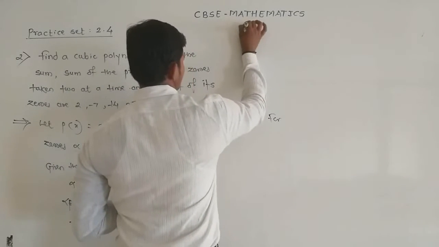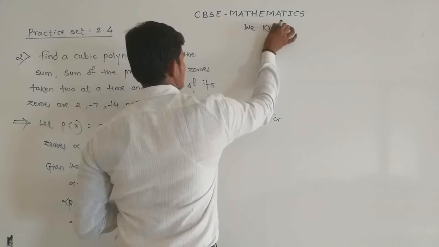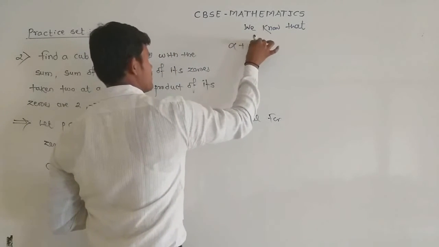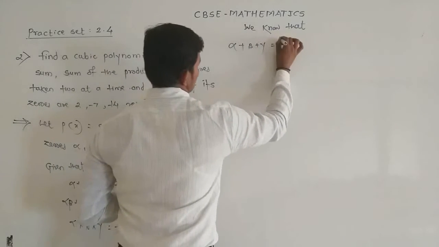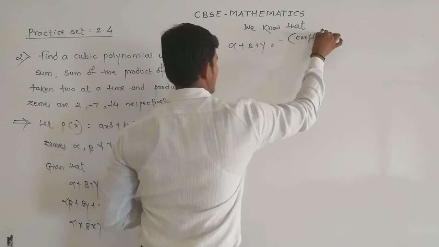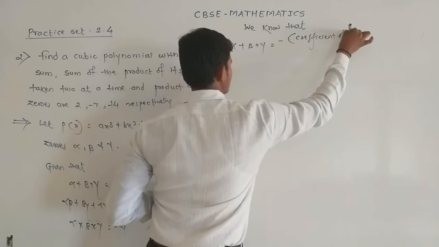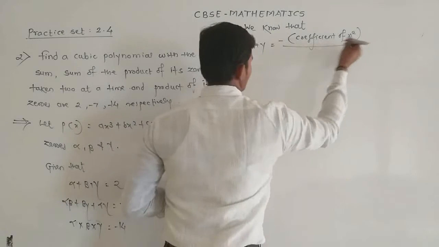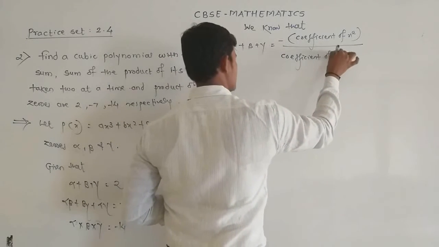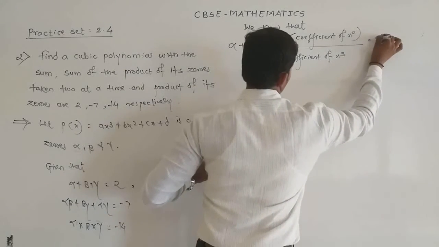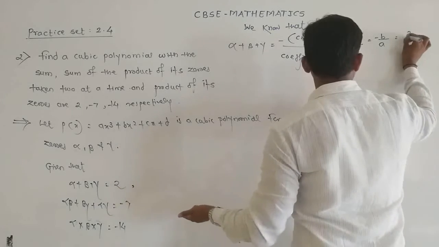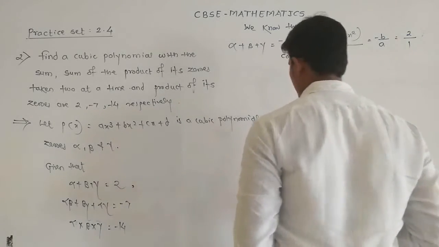So we know that the sum of zeros, that is alpha plus beta plus gamma, is nothing but minus of coefficient of x square divided by coefficient of x cube, that is minus b by a. So its value is 2, that is 2 by 1.